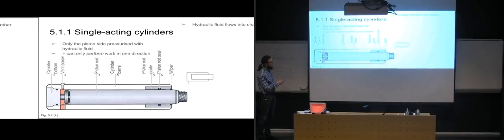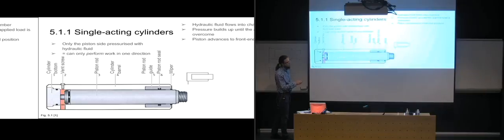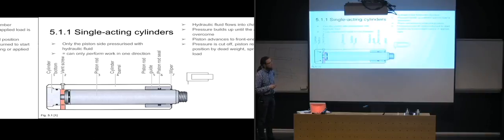So when it's working, we have hydraulic fluid flowing into the chamber here. And that's going to create pressure inside here, which is going to act upon the surface of the cylinder on this end. And once that pressure becomes great enough, it's going to overcome the resistance of the piston. So it's going to start pushing the piston outwards and advancing it all the way to the end where it stops. And when the pressure is cut off, the piston is returned back to its starting position.